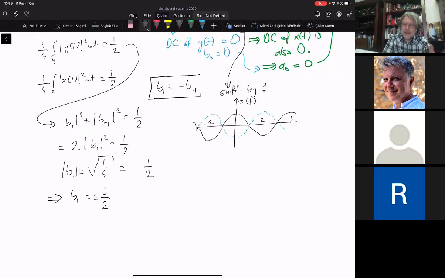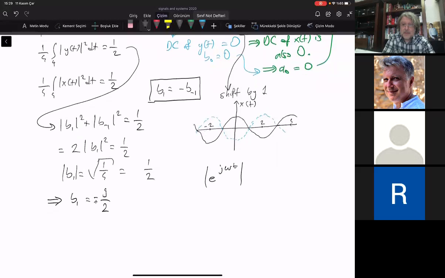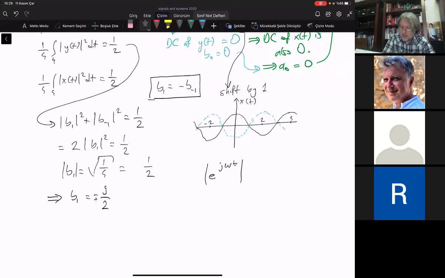Okay. By the way, do you know the magnitude of e to the j omega t? Because it's a complex number, therefore it has a magnitude. What is the magnitude of this? Do you know it? Because I'm now a little bit worried about whether you really know at least some minimal amount of complex numbers. What is the magnitude of e to the j omega t?